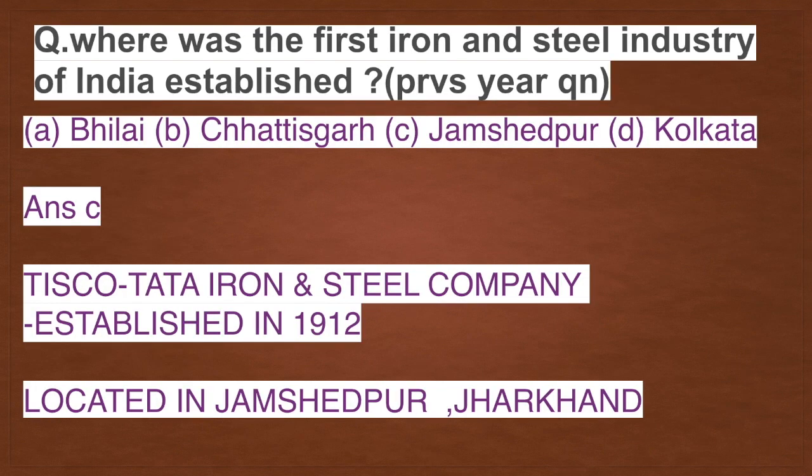Where was the first iron and steel industry in India established? Option A, Bhilai. Option B, Chhattisgarh. Option C, Jamshedpur. Option D, Kolkata. The correct answer is option C, Jamshedpur. The first iron and steel plant was set up in India at Jamshedpur, Tata Iron and Steel Company Limited, TISCO, located in Jamshedpur, Jharkhand.